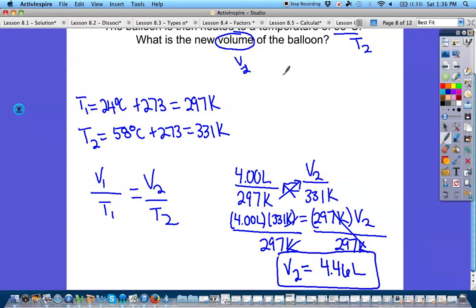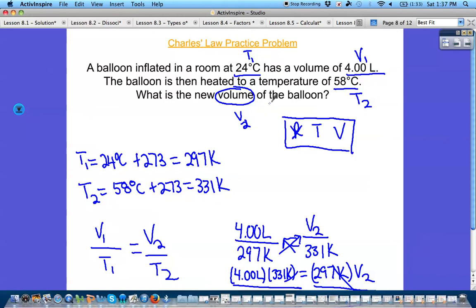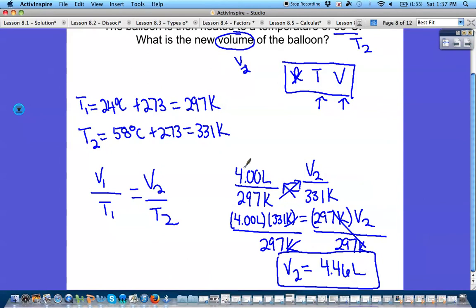Now, if you were to take a look at your PTV card, and we're holding pressure constant, let's take a look back up here at our problem. We know that our temperature is going to increase, so our volume should also increase. Let's take a look at our answer. Did our volume increase? Yes, it went from 4 liters to 4.46 liters. So it increased. It didn't increase by a ton, but it did increase. And that's just a way of checking your gas law problems to make sure that your answers make sense.